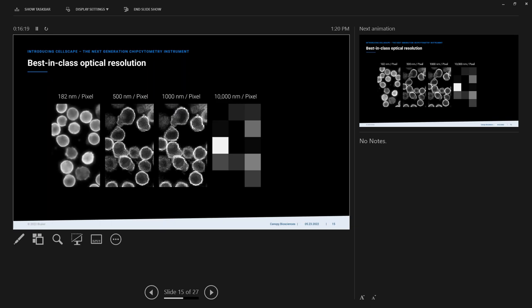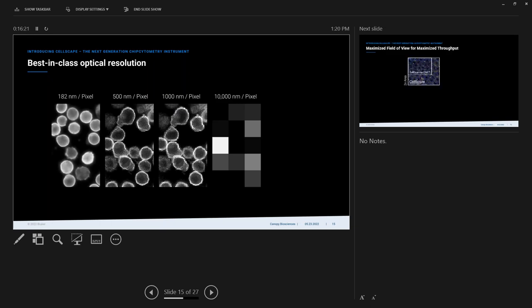And now with CellScape, we've made some really dramatic improvements here, and we're now able to collect images with a resolution of 182 nanometers per pixel, which gives us fantastic acuity to take really high quality images, and which has a big impact downstream, being able to perform accurate cell segmentation and so on.